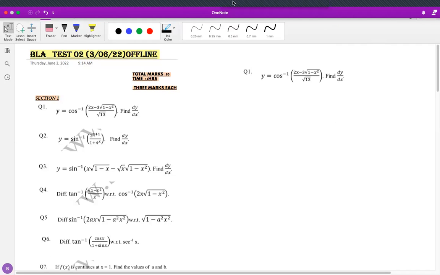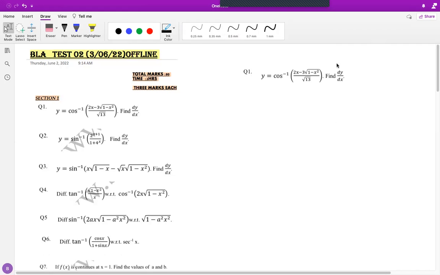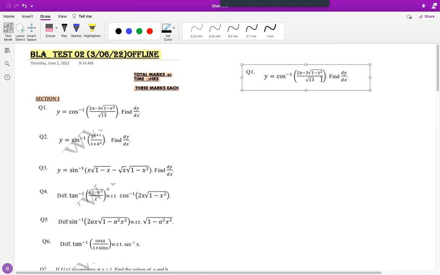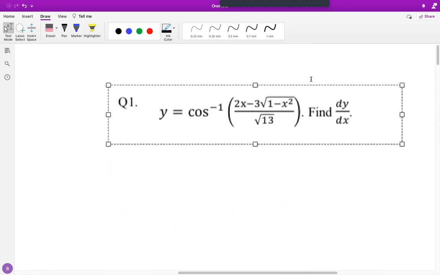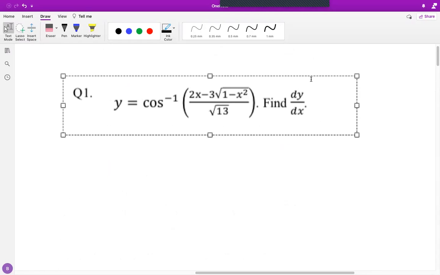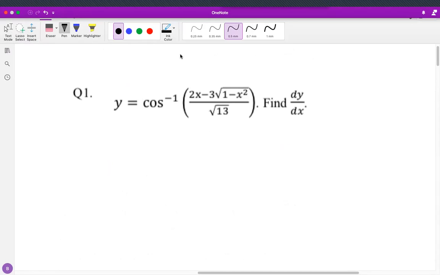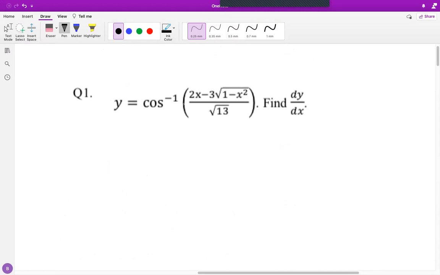The first question is y equal to cos inverse of (2x minus 3 square root of 1 minus x square) divided by root 13. Find dy by dx. So how do we do this question? First, we always look into the form: y equal to cos inverse of 2x minus 3 into square root of 1 minus x square.